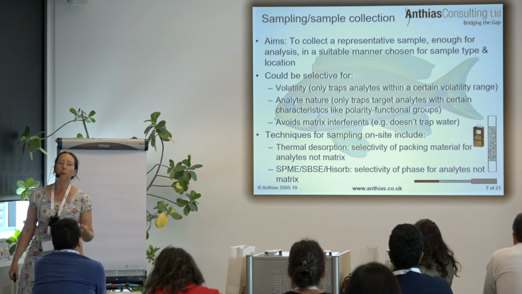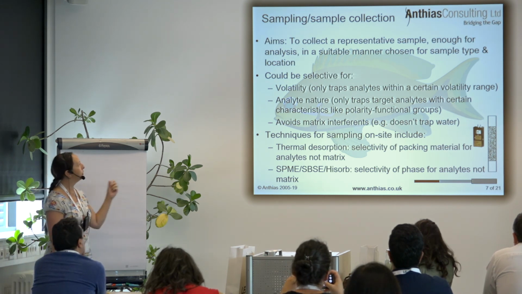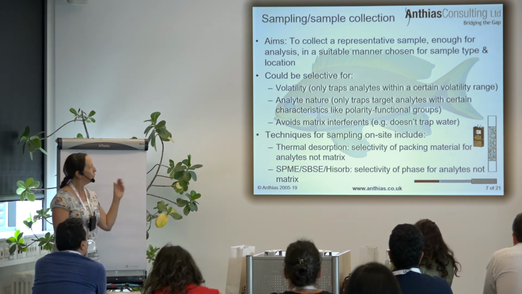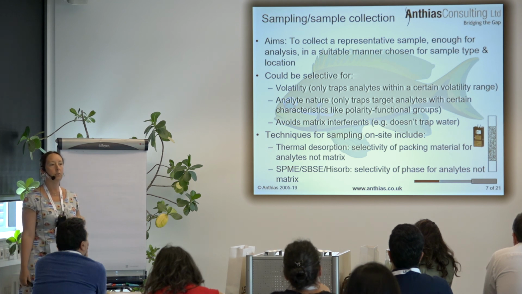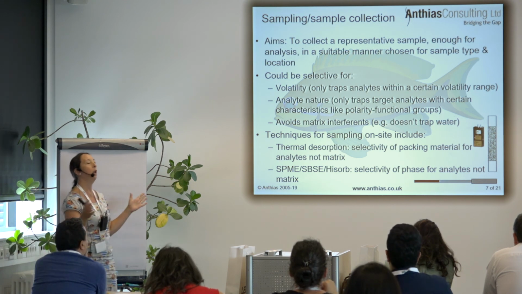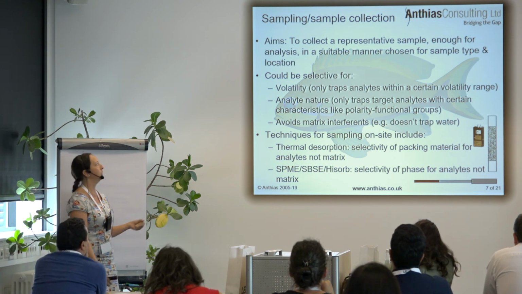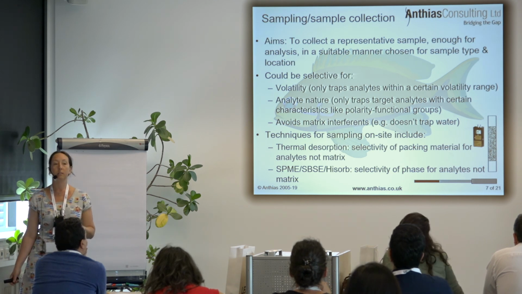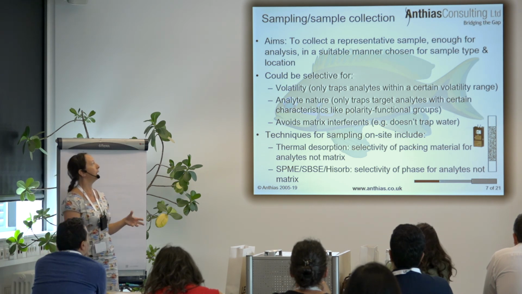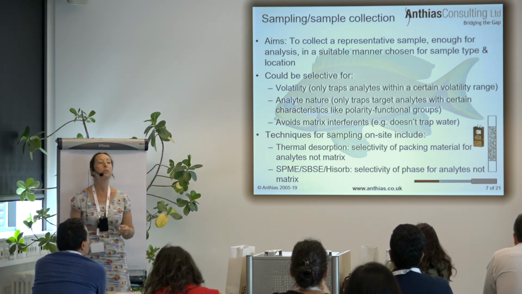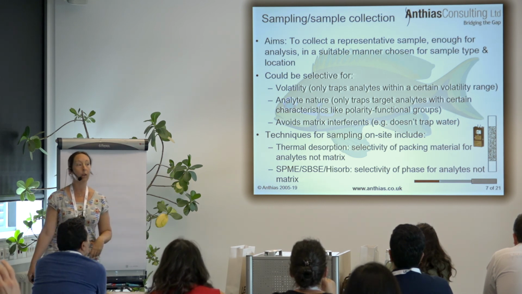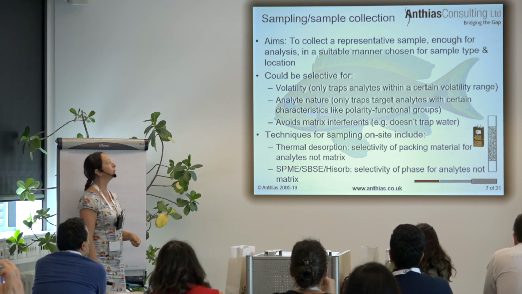So, just spending a little bit more time on each of those sections. Sampling and sample collection. What are the aims of this? First of all, we want to collect a representative sample. So whether that's air, whether that's soil, whether that's some food, whether it's urine, lots of different matrices, but it needs to be representative. It needs to be enough for the analysis. So again, we've got to try and define how much is needed, and it needs to be in a suitable manner chosen for the sample type and the sample location as well. So wherever that sample location is, which could be the other side of the world, could be in the desert, could be in a rainforest.